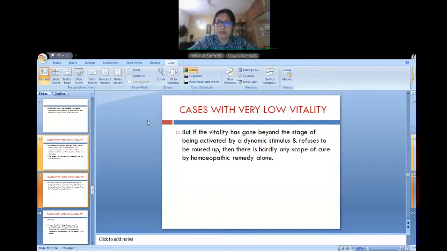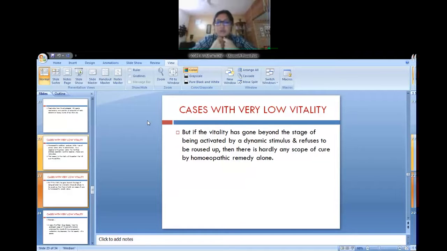That's what is meant by cases with low vitality have a certain limitation. But if the vitality has gone beyond the stage of being activated by a dynamic stimulus and refuses to be roused up, then there is hardly any scope of cure by homeopathic remedy alone. So it means that the vital force has crossed a certain threshold where it cannot return to its original dynamic state of health.